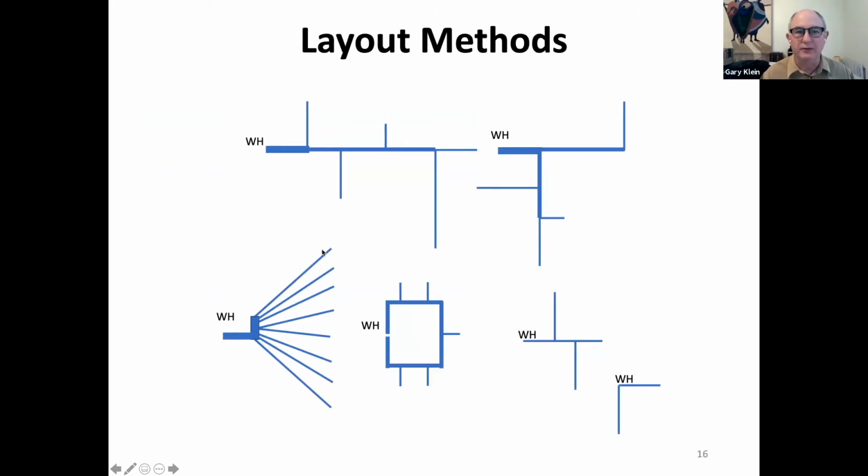This is an example of a diagram of what each of the different layout methods looks like. This is single trunk and branch. This is 2 trunk and branch. This one over here is home run manifold. This is a recirc loop, and this is 2 water heaters. And we use this to help guide our thinking.